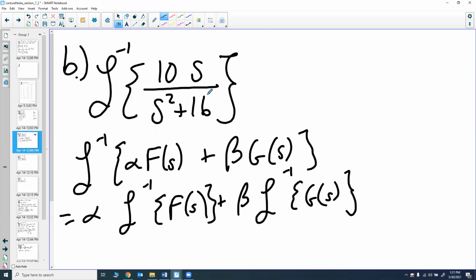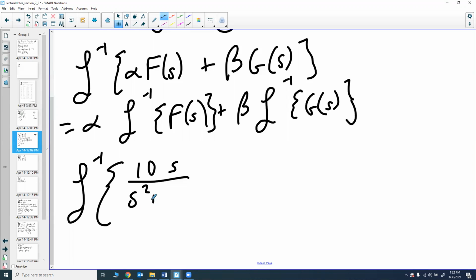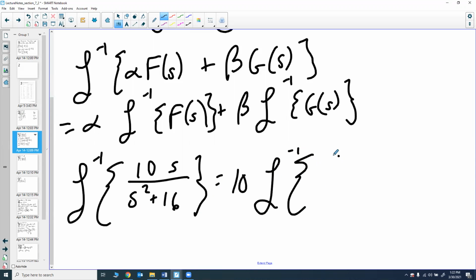I'm going to go ahead and think about what this is. Again, that 10 may not be of use to me, so I'm going to pull that 10 out. So just to reiterate, we have 10 times s over s squared plus 16. Pull the 10 out because I now can do that, because I have that property that I just gave you. So I have 10 times the inverse Laplace of s over s squared plus 16.